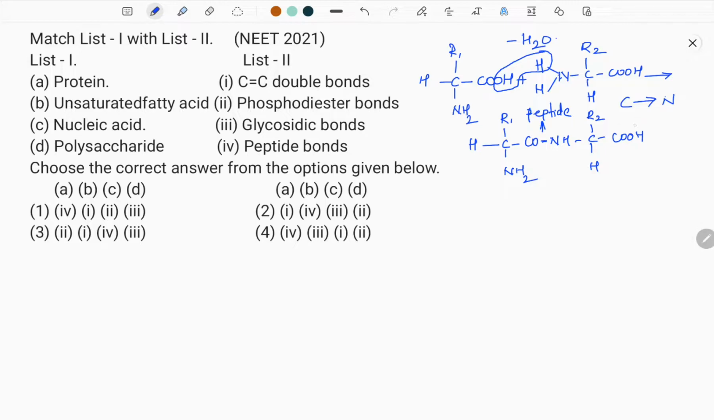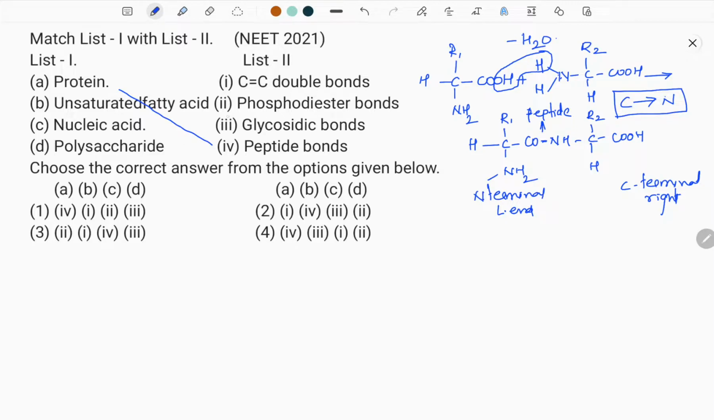For that reason, in a chain of polypeptides, on the left side you find the N terminal, and on the right side you have the C terminal. So why left end N terminal, right end C terminal? Because the bond is always formed in C to N direction. So a protein will have the peptide bond. I am marking it as 4.